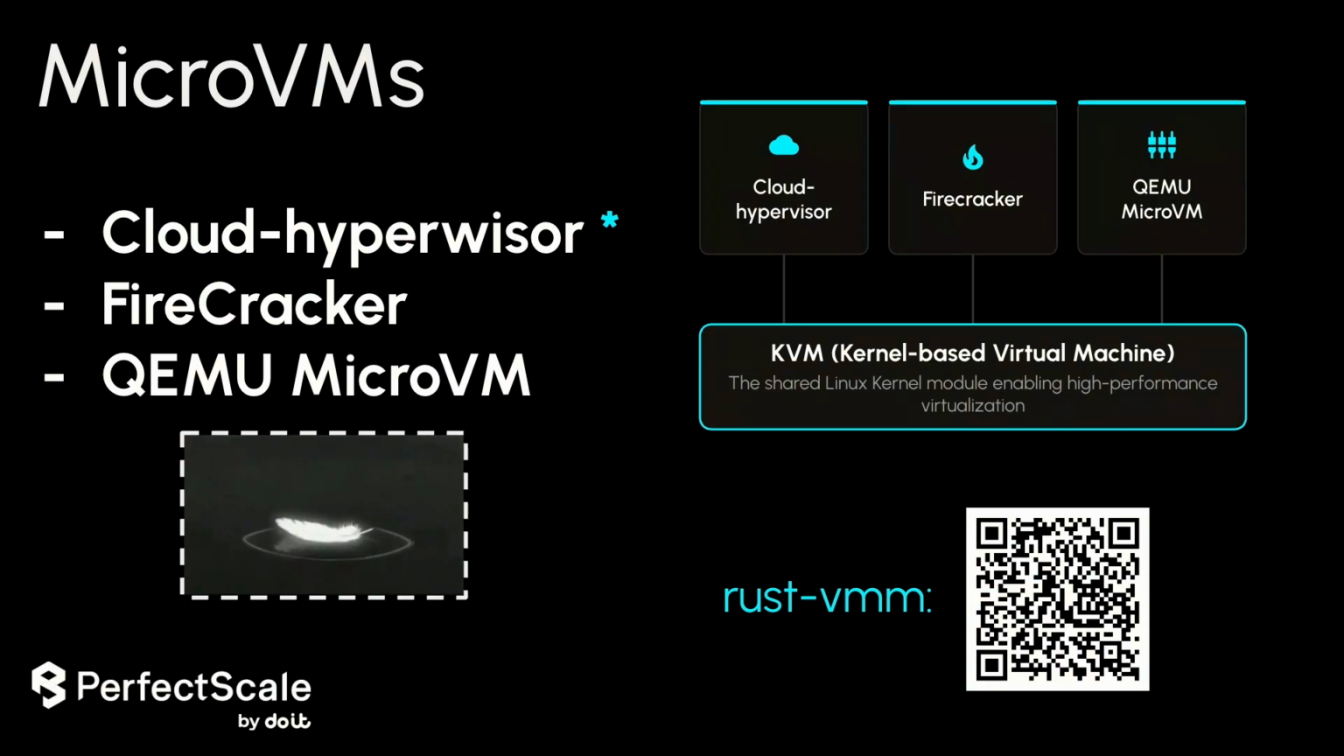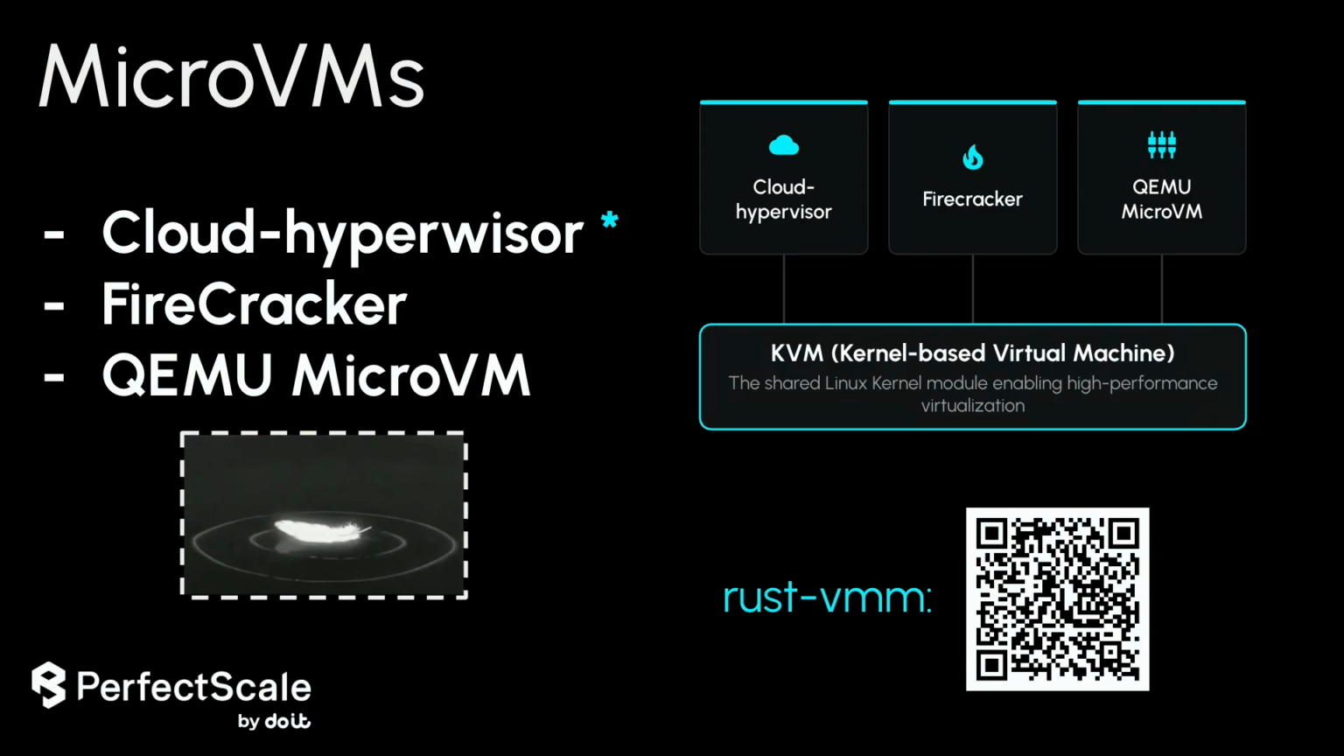Firecracker was created by AWS in 2018. And at a certain point, QEMU also decided they need to support micro VMs, so we also have QEMU micro VMs. By the way, Firecracker was originally forked from a project by Google called CrosVM, that was created for virtualization on Chrome OS, and that was written in Rust.